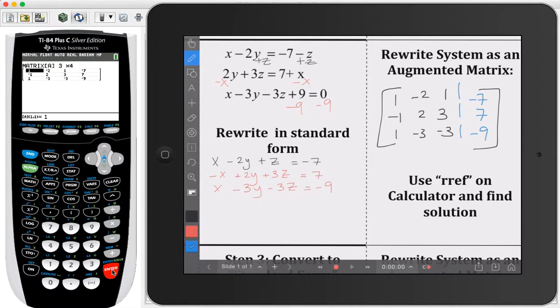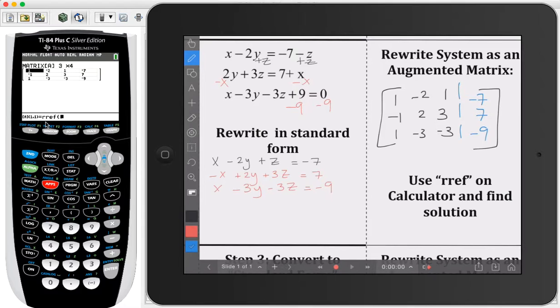Now what if you forgot that step? I want to just show you what happens. Now let's say I forgot this step where I have to go back to the main screen by clicking second quit. And I directly go to second matrix, and then you move over once for math. You get the REF by either going down all the way to B or clicking alpha B, okay?